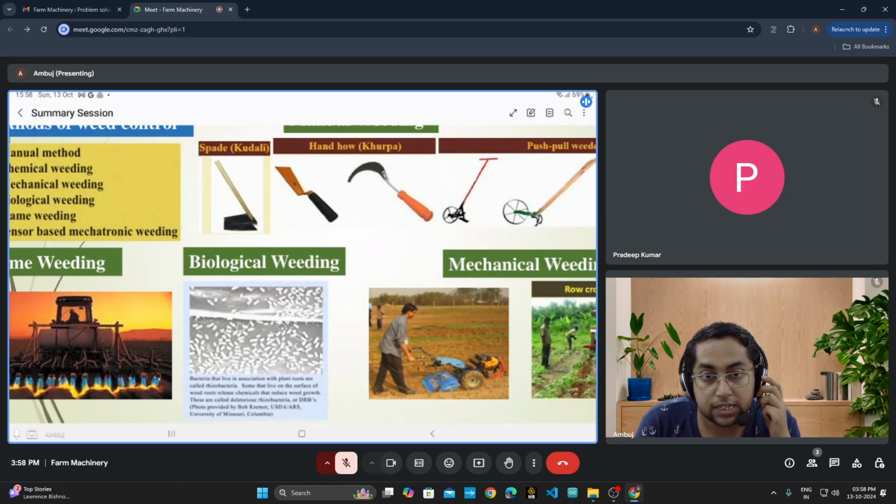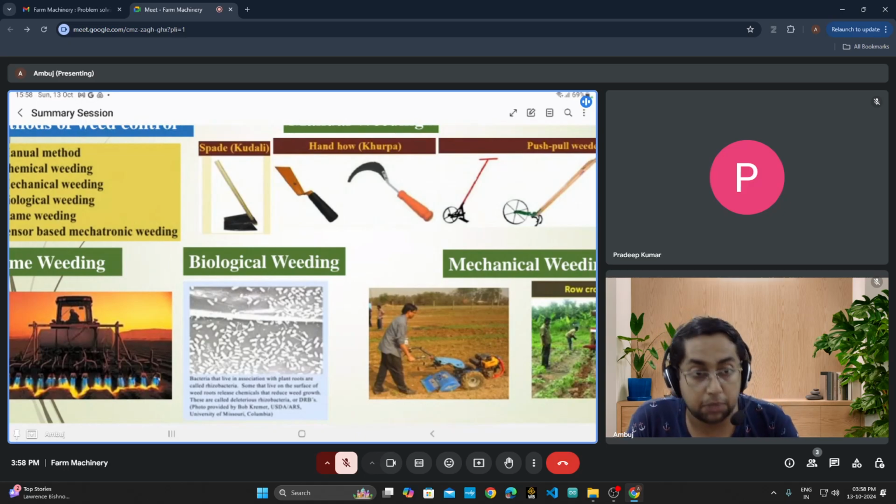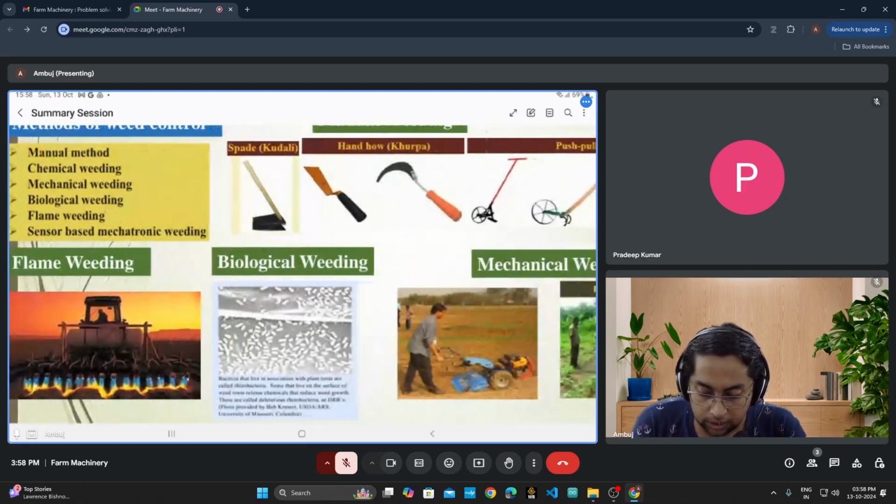Okay, this is regarding your biological weeding. These are the different rhizobacteria, or DRBs, that can biologically control different types of weeds. Then your flame weeding. Flame weeding means burning the entire weed plants.